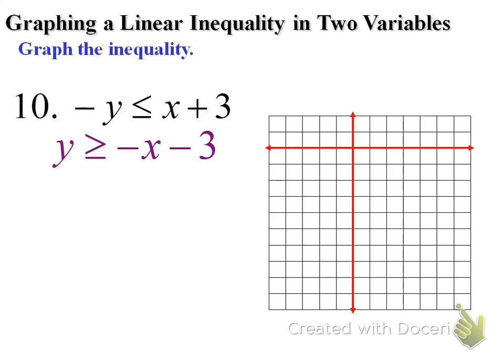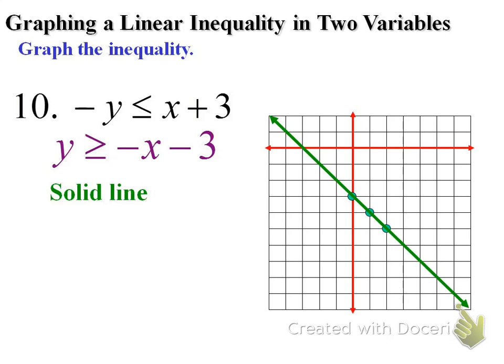Now, we graph. Where am I going to start? -3. Slope is -1, so down 1, right 1, down 1, right 1. Solid line or dashed line or dotted line, however you want to say it. Solid, good, because this is an or equal to line.